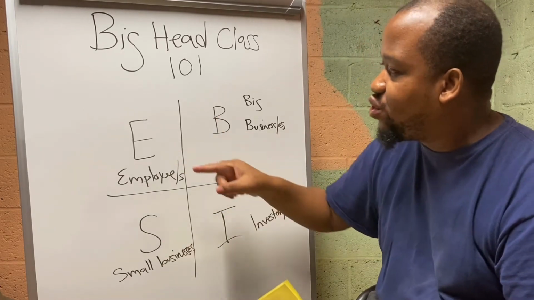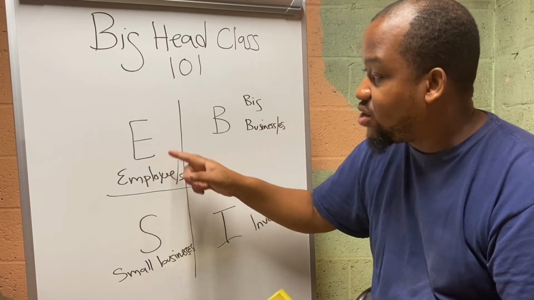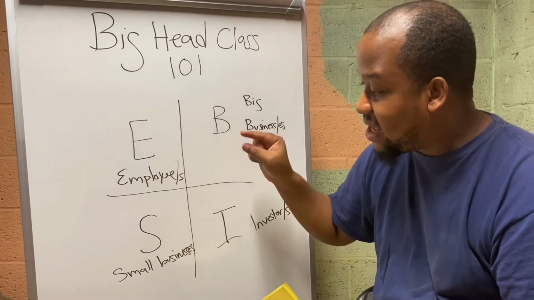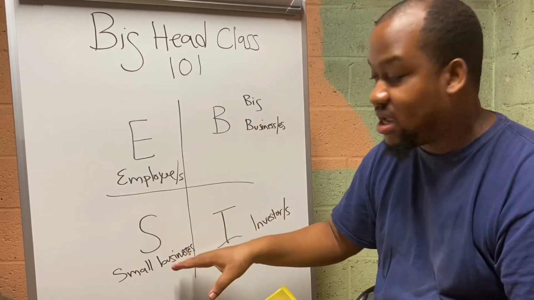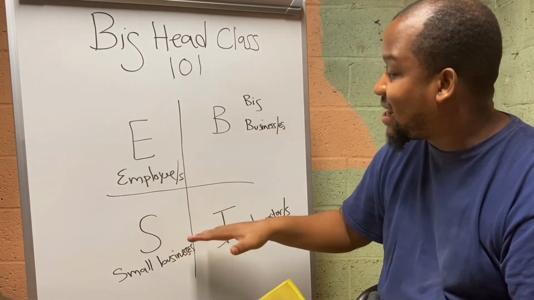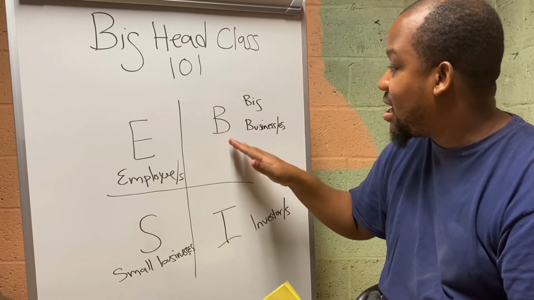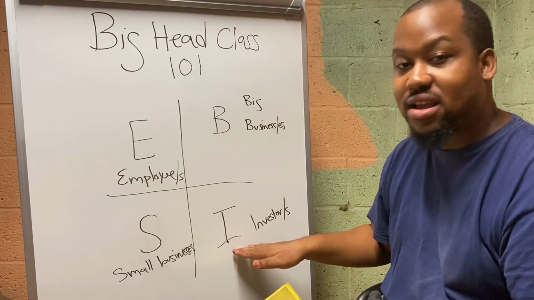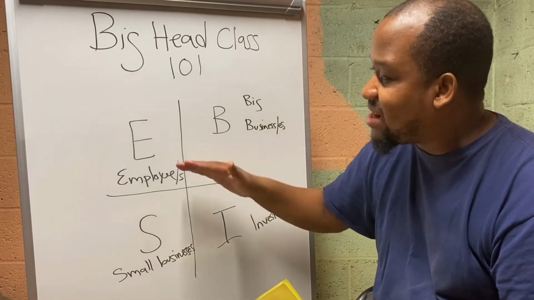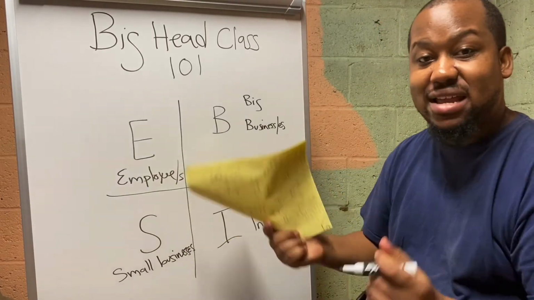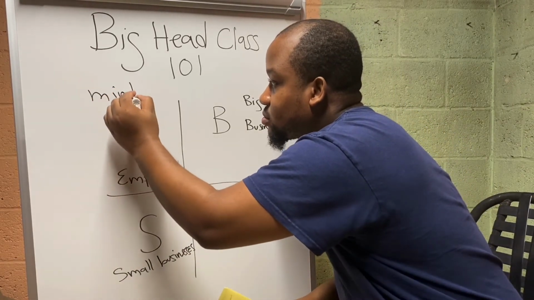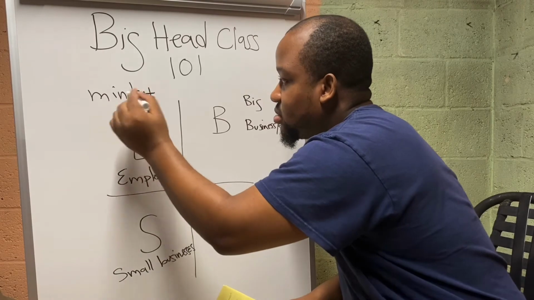So the thing you have to ask yourself today is, what quadrant are you in? Let's say you're in the E. Ask yourself, what can I do today to go to the S quadrant? If I'm in the S quadrant, what can I do to go to the B quadrant? And if I'm in the B quadrant, what can I do to go to the I quadrant? To be able to do that, it's all about one word: mindset.